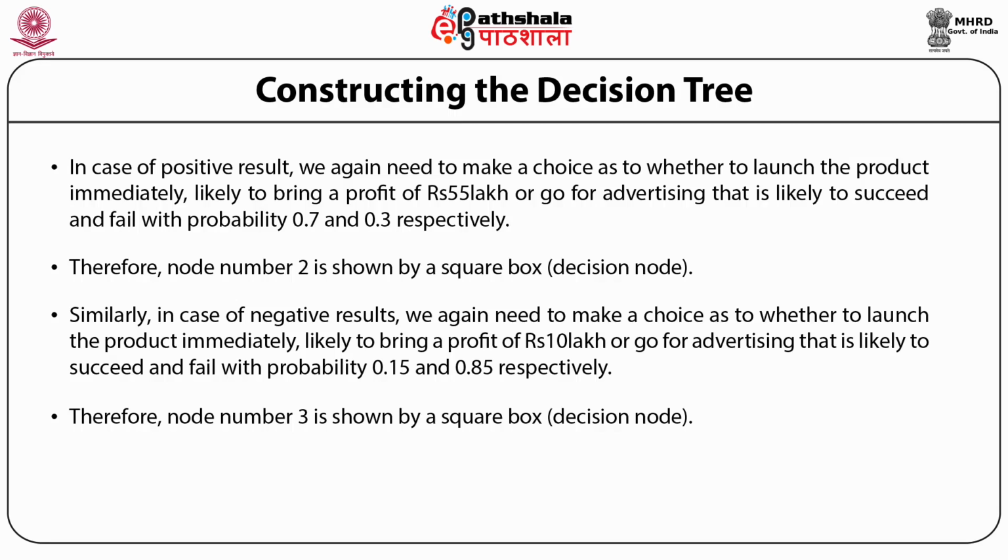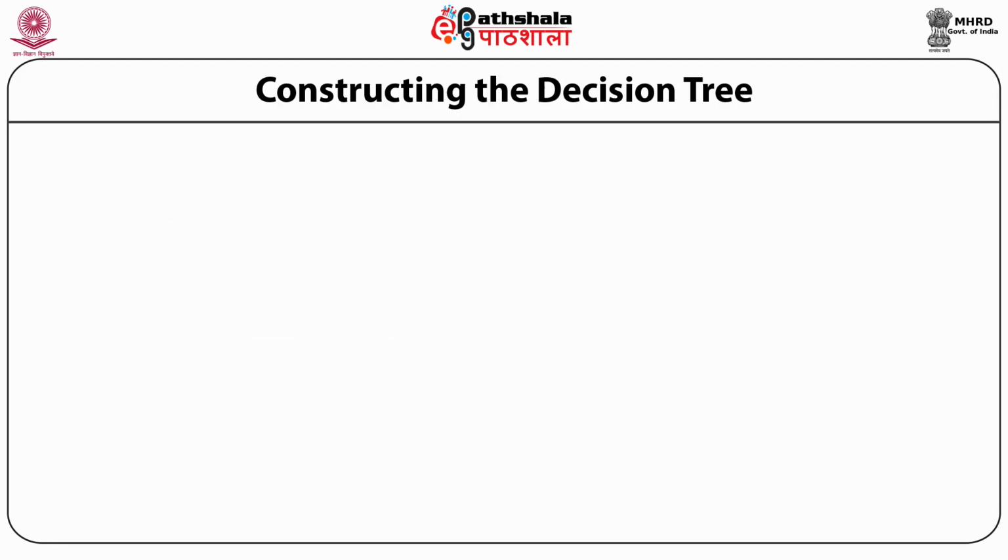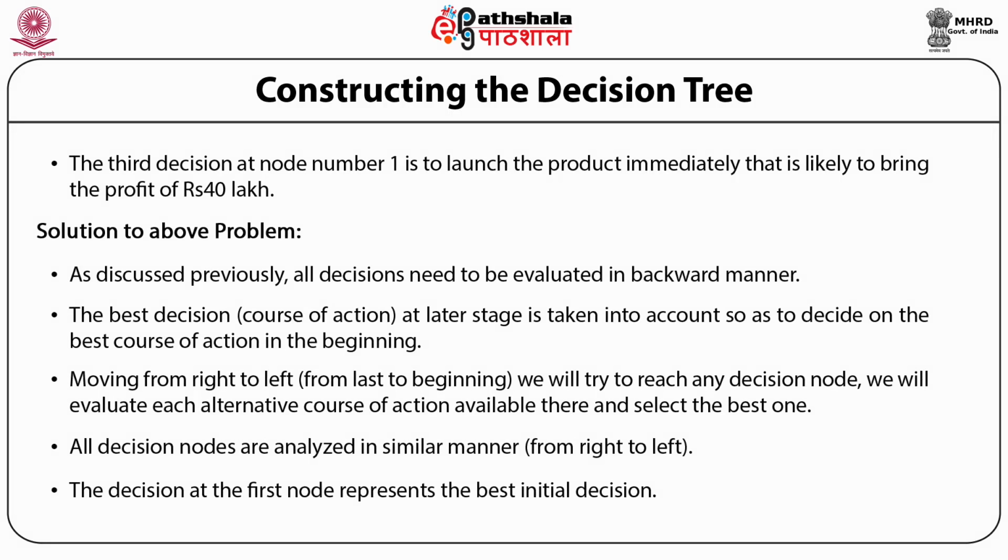Now in this diagram, you can see that we have 3 square boxes, 1, 2, 3, which represent the 3 decisions, and we have a few chance nodes. Chance nodes mean an uncertain environment, where we really do not know the outcome with the existing information. So now our purpose is to remove this uncertainty prevailing at every chance node. Once we are able to remove the uncertainty at every chance node, we would be able to take the right decision. Now we will try to give the solution to the above problem.